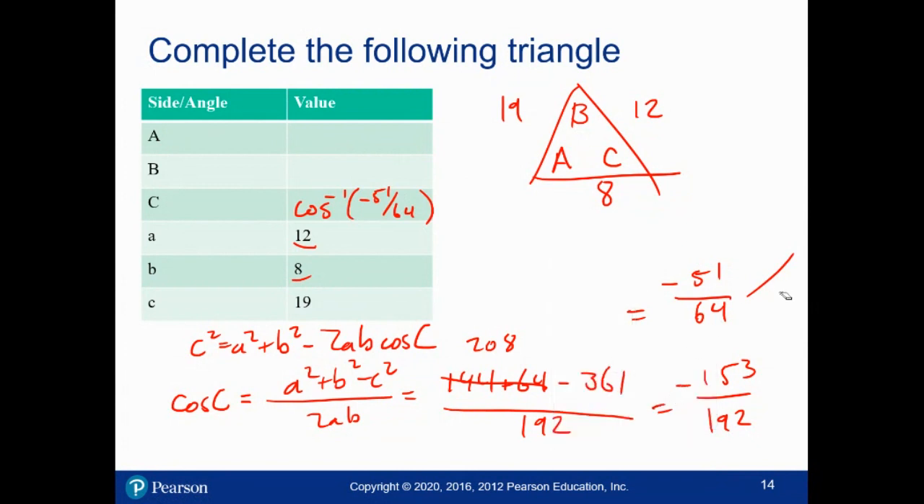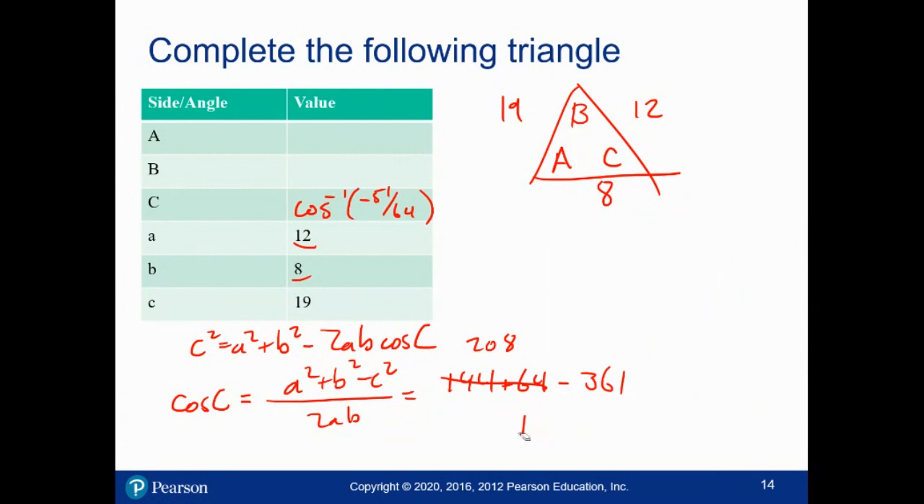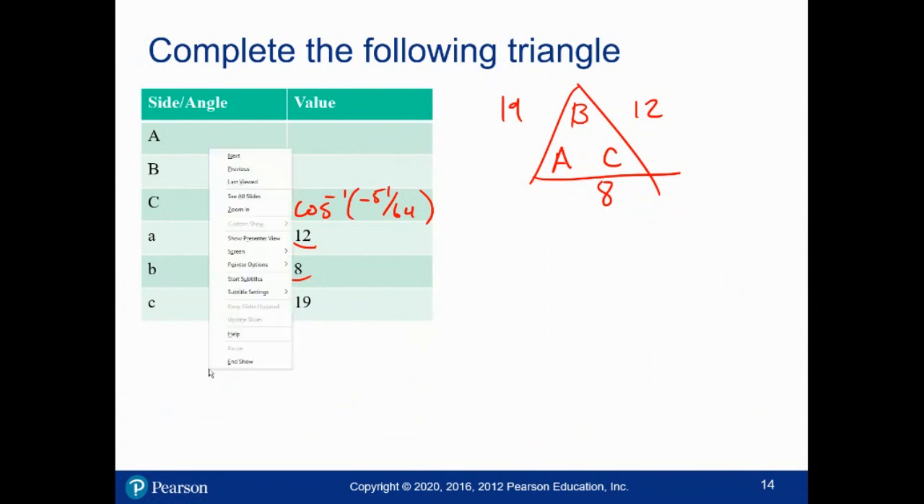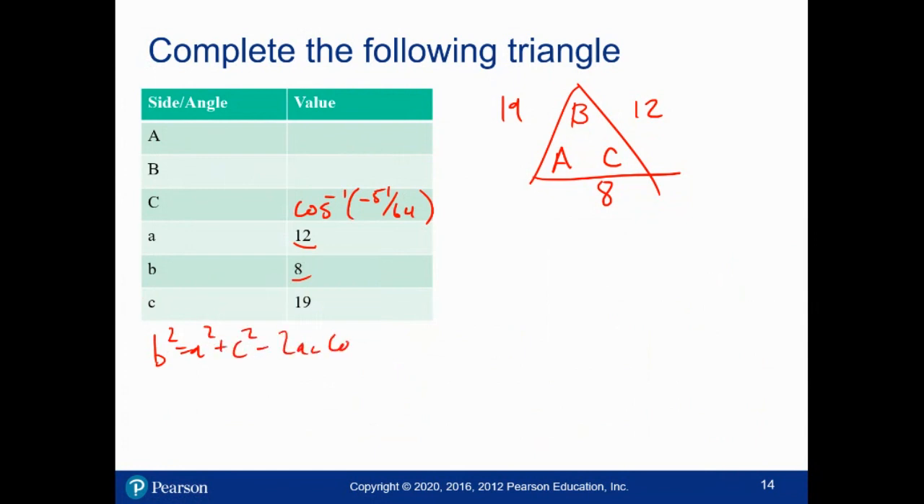I'm going to erase this work, and we're going to get to work on angle B. Of course, it's going to be pretty much the same work. Once you've done it once, it doesn't change a whole lot when you do it again and again. Great. So now we're going to use the version of the law of cosines that has angle B, which is B squared equals A squared plus C squared minus 2AC times the cosine of B. We solve that for cosine of B. We'd get A squared plus C squared minus B squared over 2AC.